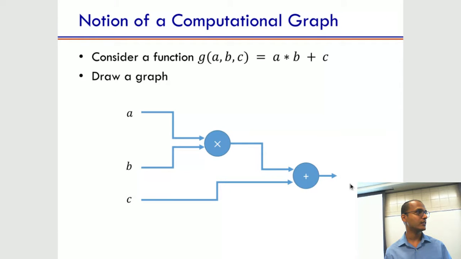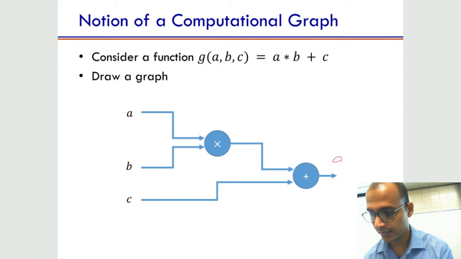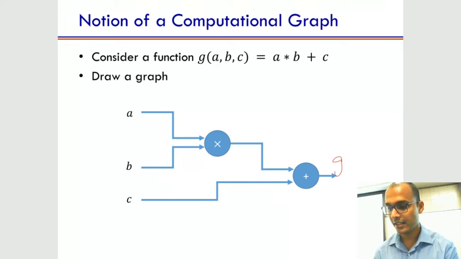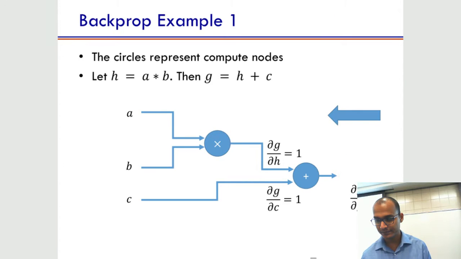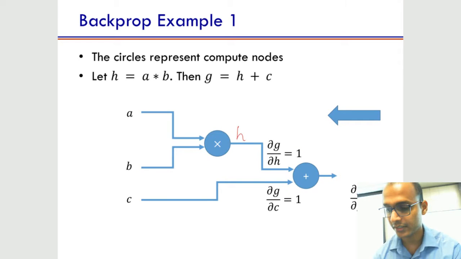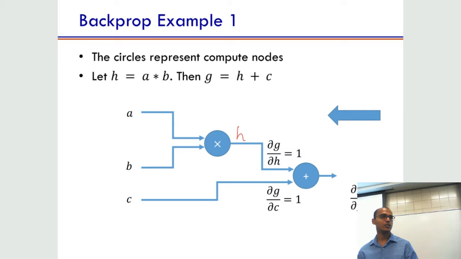And that's the output g. This is g, and that's a, b, and c. For the intermediate output, we can call it something. Let's say the intermediate output is called h. So h is equal to a times b.